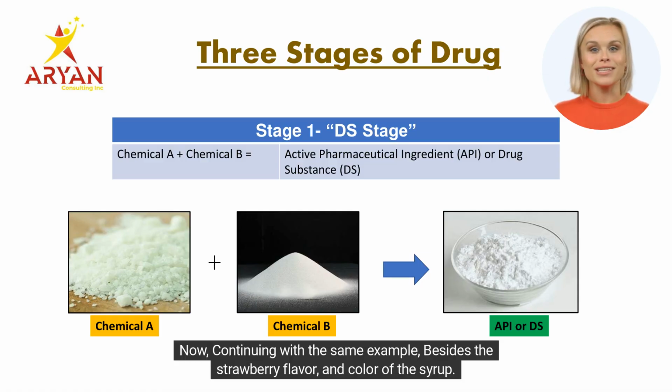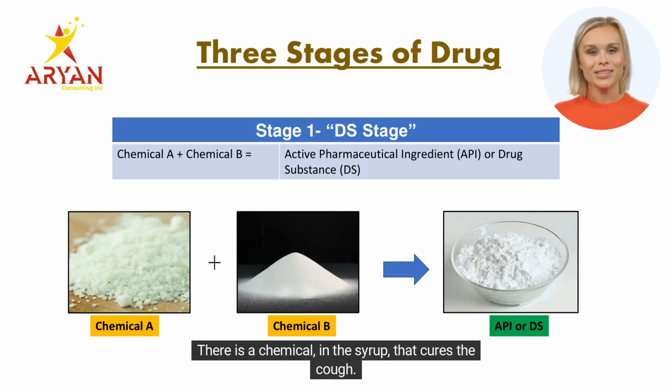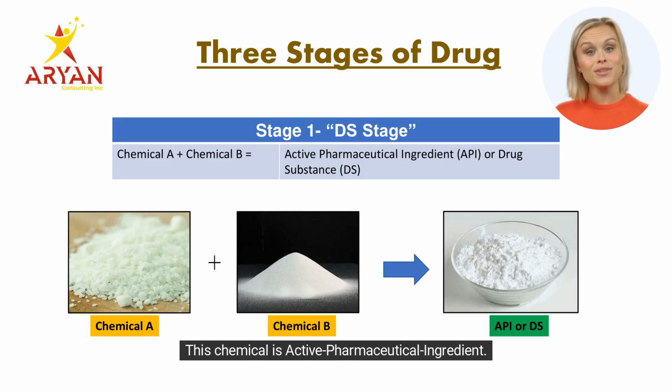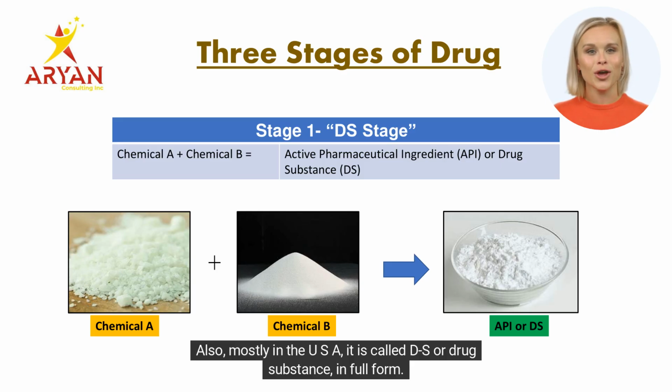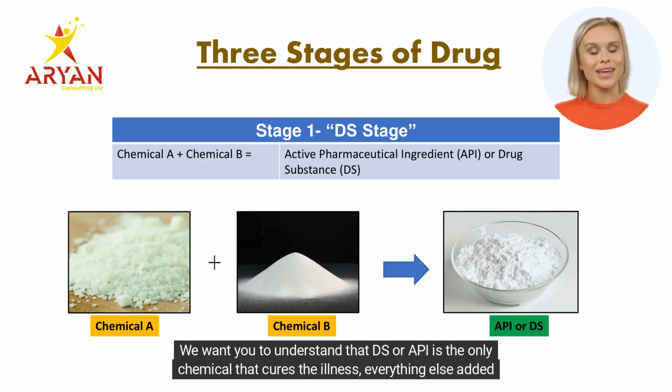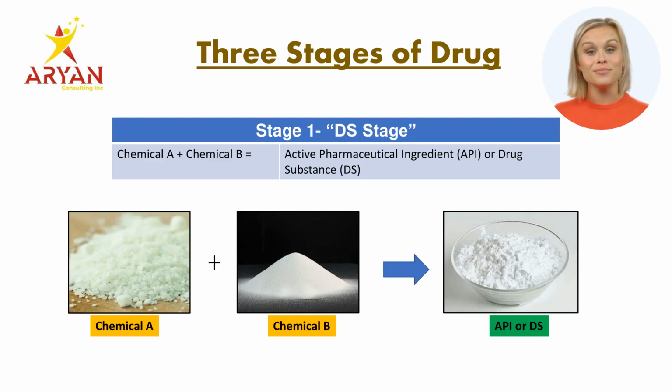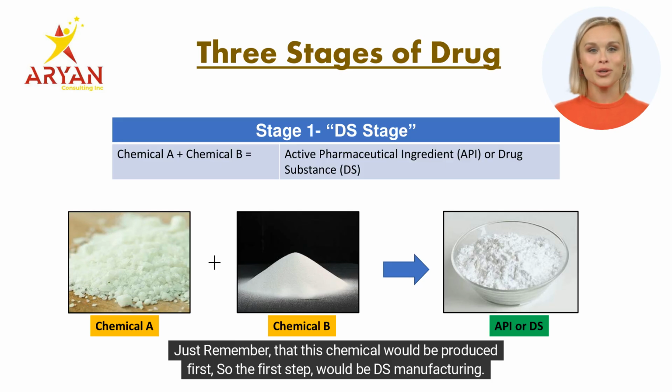Now continuing with the same example, besides the strawberry flavor and color of the syrup, there is a chemical in the syrup that cures the cough. This chemical is the active pharmaceutical ingredient. This chemical, in short, is called API. Also, mostly in the USA, it is called DS or drug substance in full form. We want you to understand that DS or API is the only chemical that cures the illness. Everything else added to make it easily consumable is an additive. Just remember that this chemical would be produced first, so the first step would be DS manufacturing.